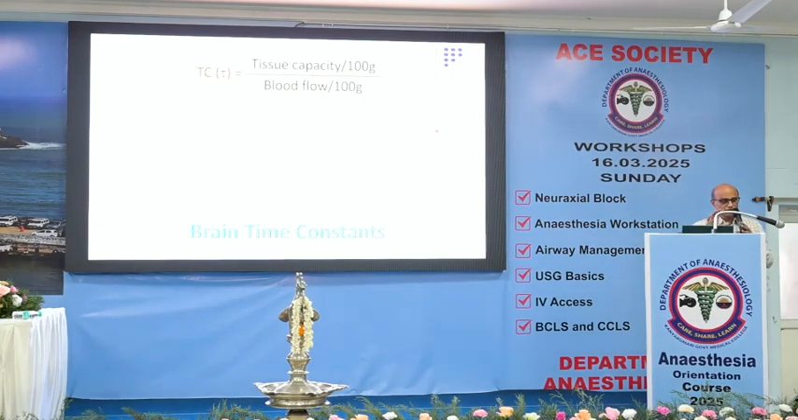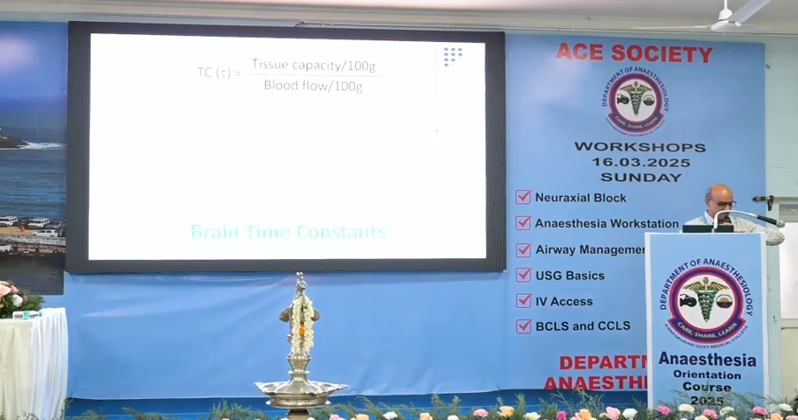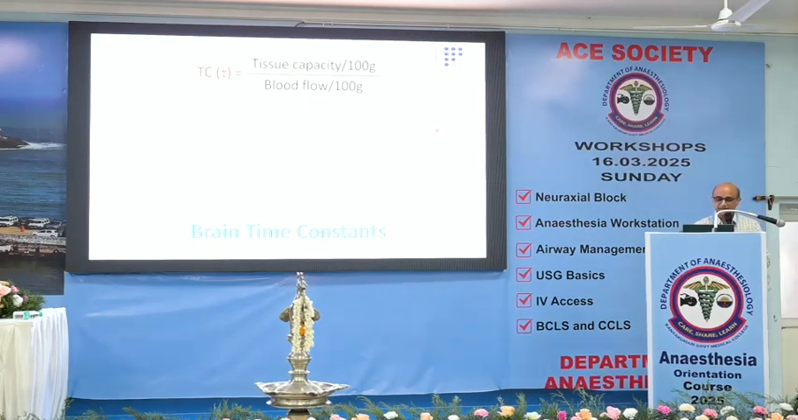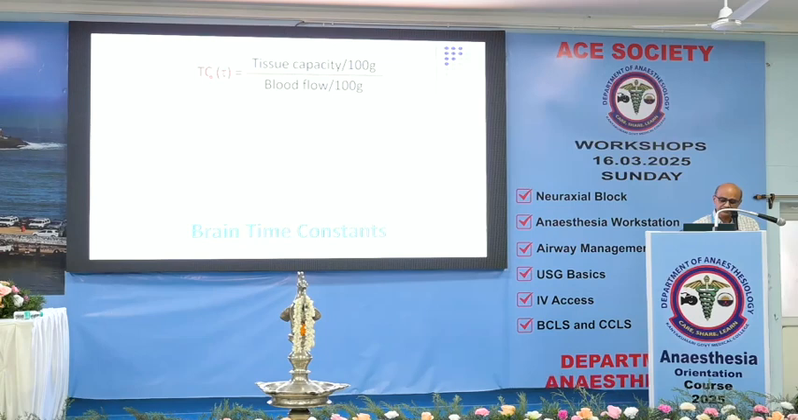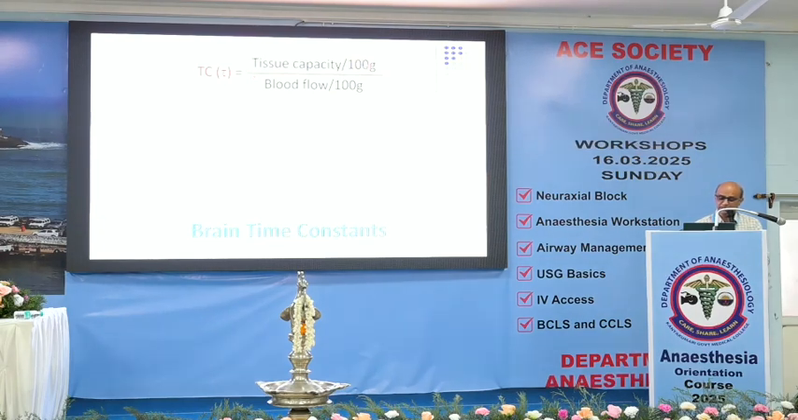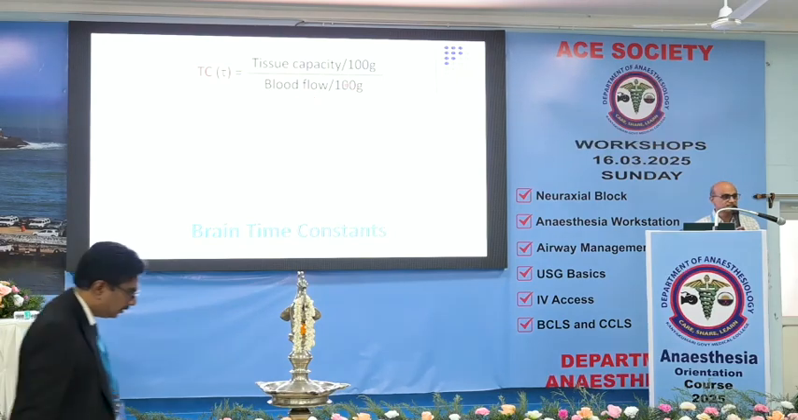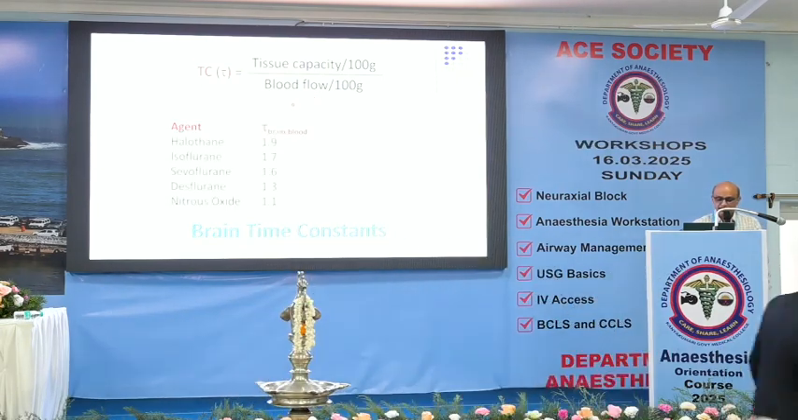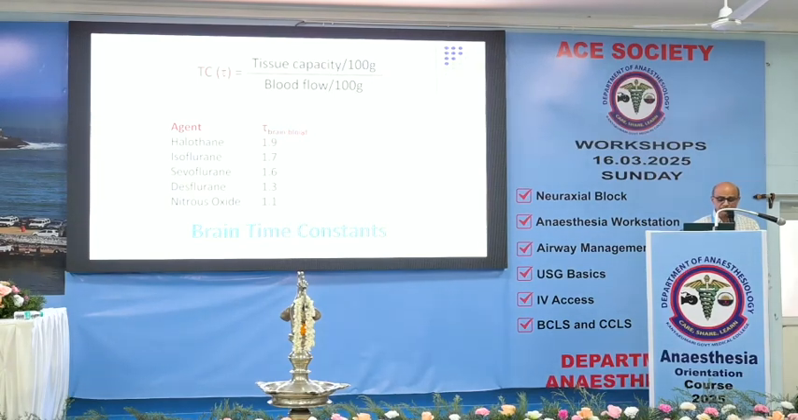Now, we talked about the alveolus, and we need to talk about the brain, because the final effect is at the brain. So this is the tissue solubility, or the tissue gas coefficient, which you need to know. This is about the capacity which is taken by 100 grams, and the blood flow which is taken in 100 grams. So if you look at the tissue brain blood partition coefficient, this is what has been defined for different agents.